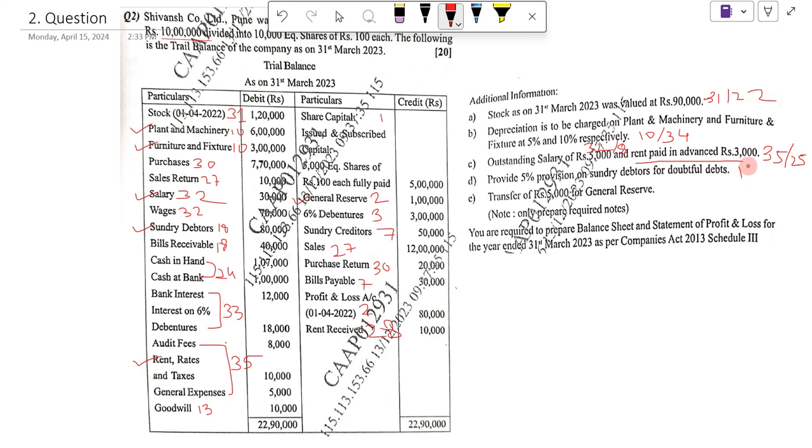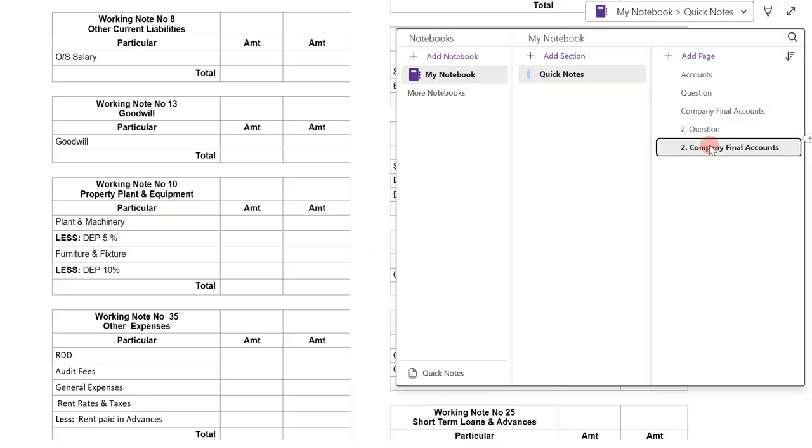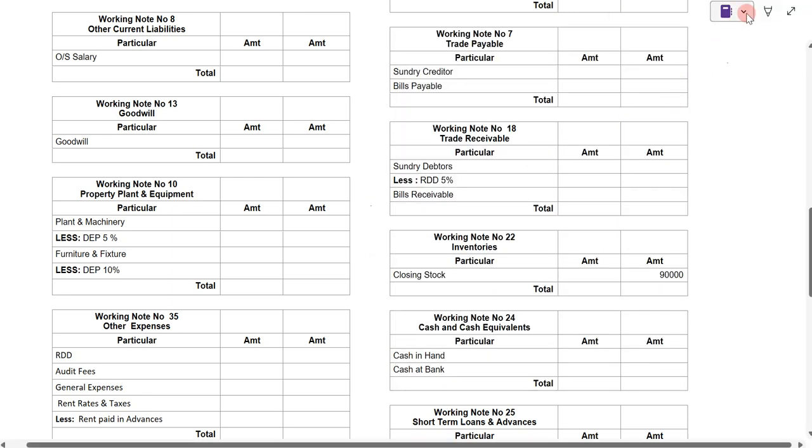Sundry debtors, note number 18, first effect, second effect in note number 35. Journal reserves, transfer to journal reserve, both the effects will be in note number 2 only. First we have to add in journal reserve and the second effect we have to less from the profit and loss account. Okay, so the second effect of closing stock we have done.